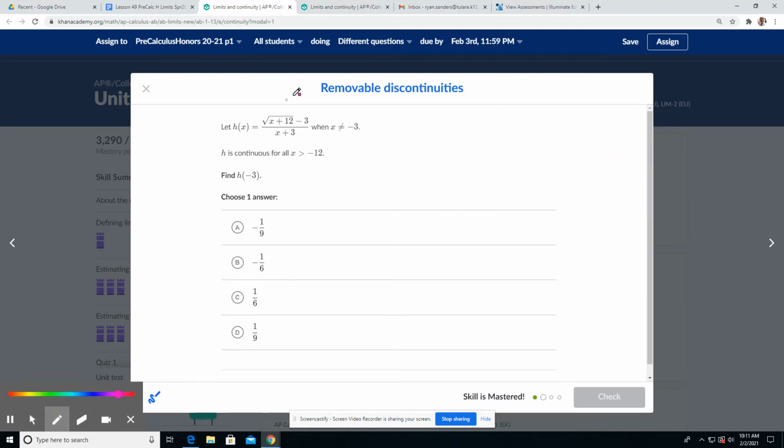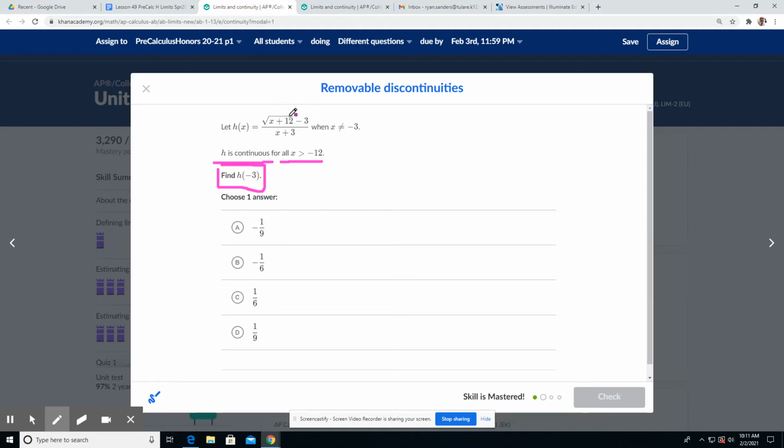So it says h is continuous for all x's greater than -12. -3 is greater than -12, so it's just letting us know there are these parameters. Find h of -3. Well, we can't just plug it in. We would get 0 over 0. So let's go ahead and see if we can factor something.